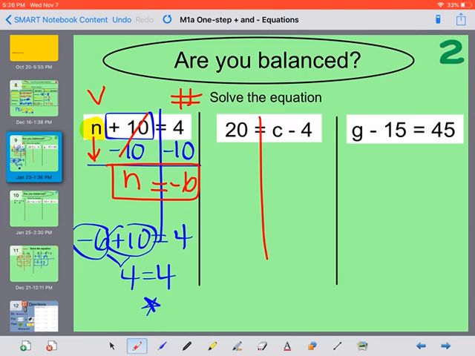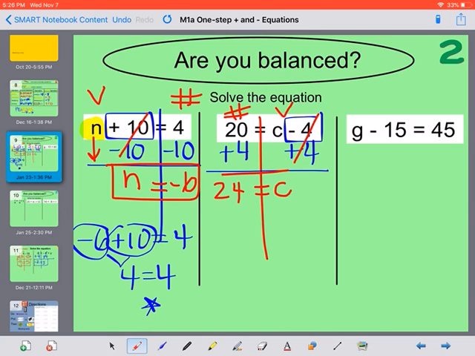All right, this time we have our variable on the right side, so we need all of our numbers on the left. So we do the opposite or the inverse of what we see. We have a -4, so the opposite of subtracting 4 would be adding 4. So whatever I do to one side, I need to do to the other. So those eliminate, and we have C equal to, and now just 20 plus 4 is 24.